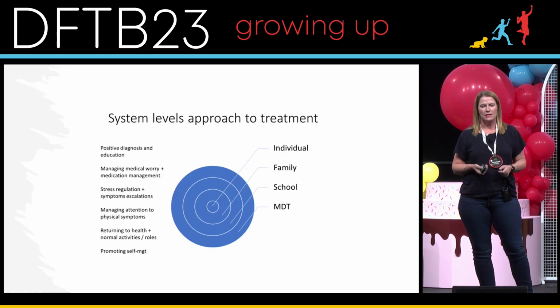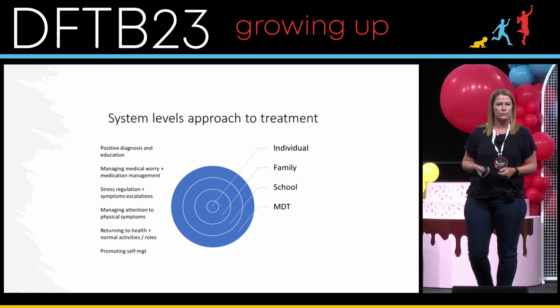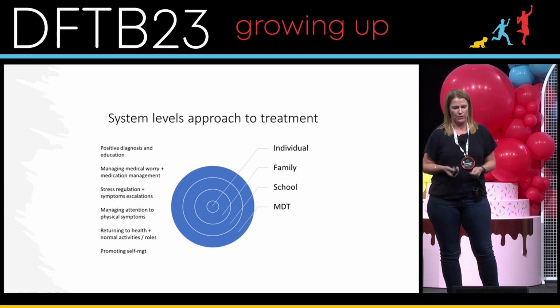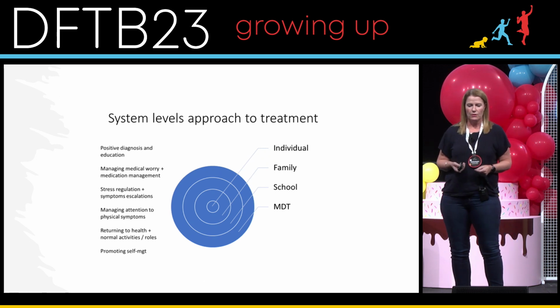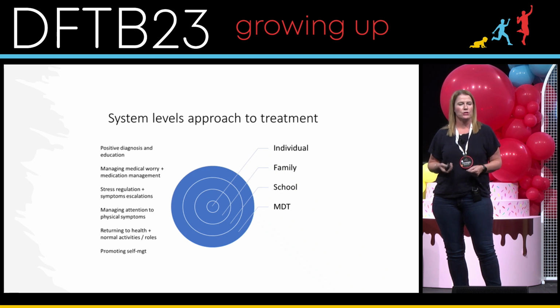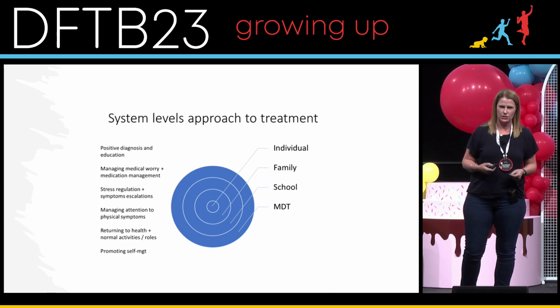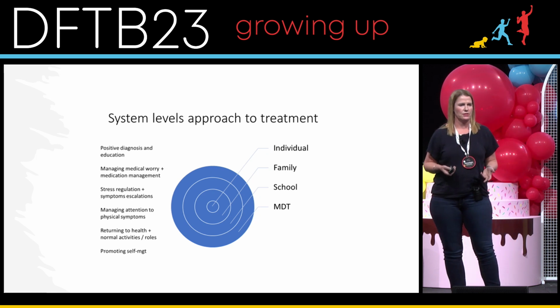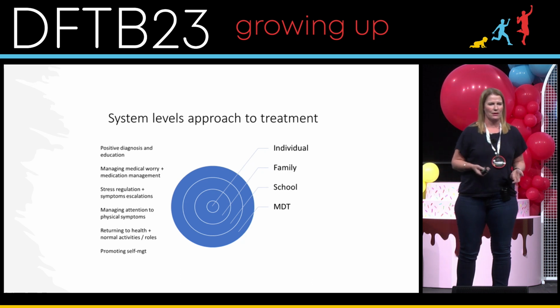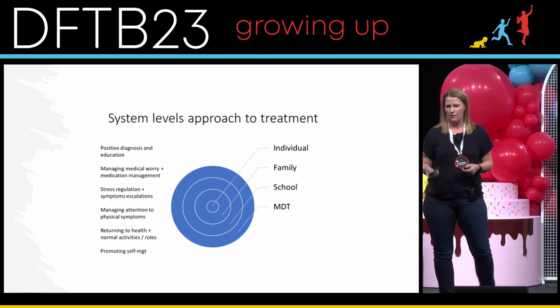It's a systems level approach to treatment. The young person in the middle, with the support of their family, understanding what's going on, helping them talk about stresses, making sure you manage any persistent medical worries, and stress regulation. We really want to help them return to function. We do a rehabilitation type approach and return to school with the support of a multidisciplinary team. And we really want to promote self-management, because stresses don't go away in the lifespan, but how can we manage this over the course of time?